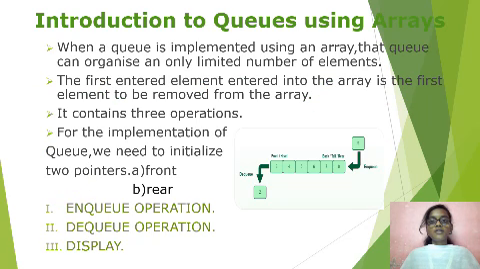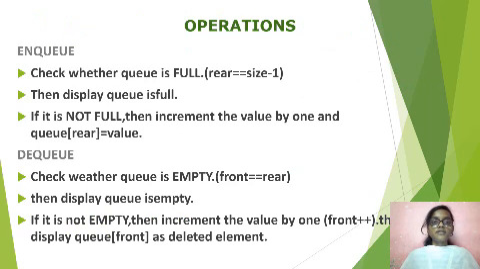Next we are moving to the introduction to queues using arrays. When a queue is implemented using an array, the queue can organize only a limited number of elements. The first element entered into the array is the first element to be removed from the array. It contains three operations. For the implementation of a queue, we need to initialize two pointers, front and rear, and then the enqueue operation, dequeue operation, and display operation. First operation is enqueue.